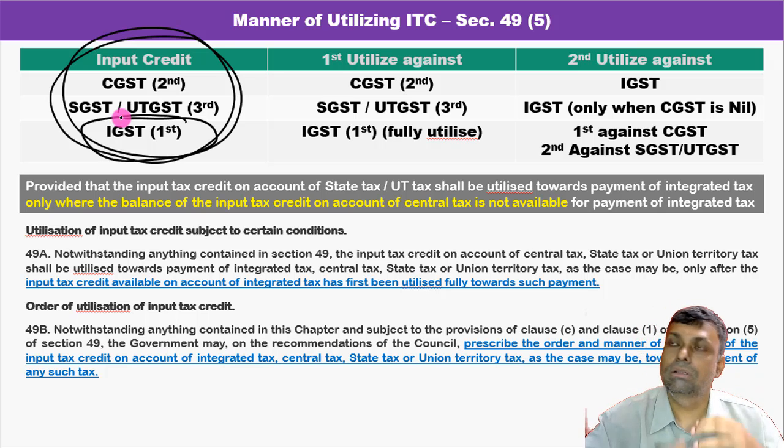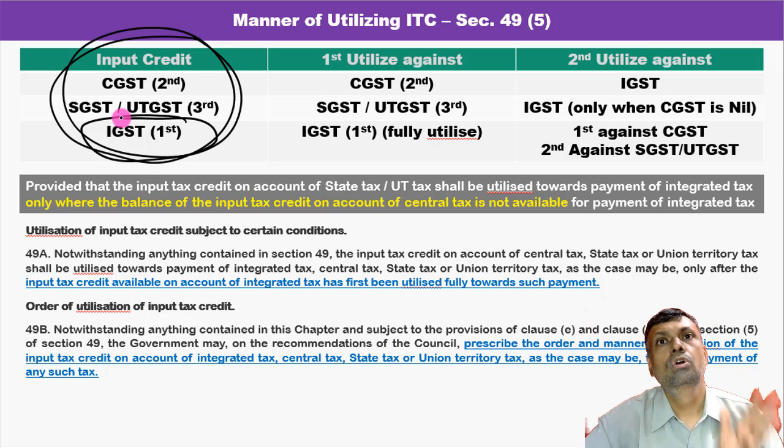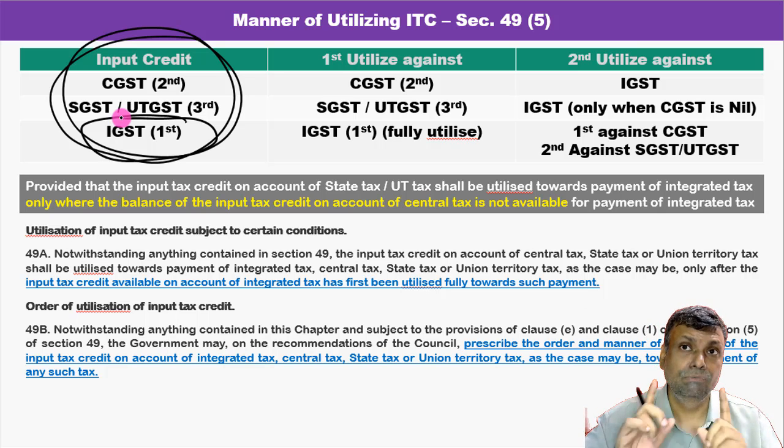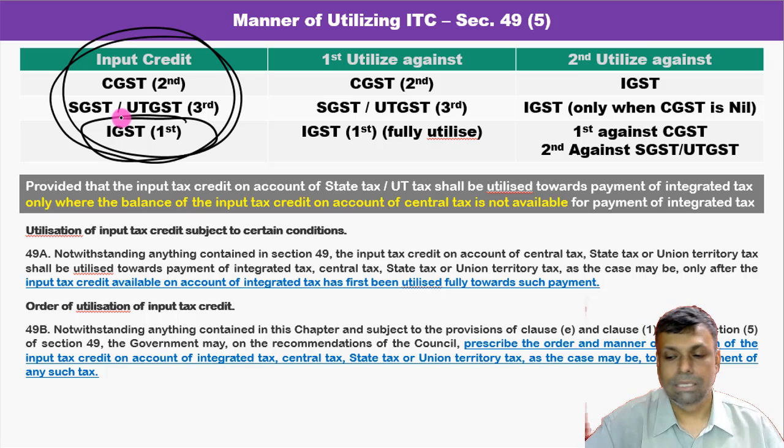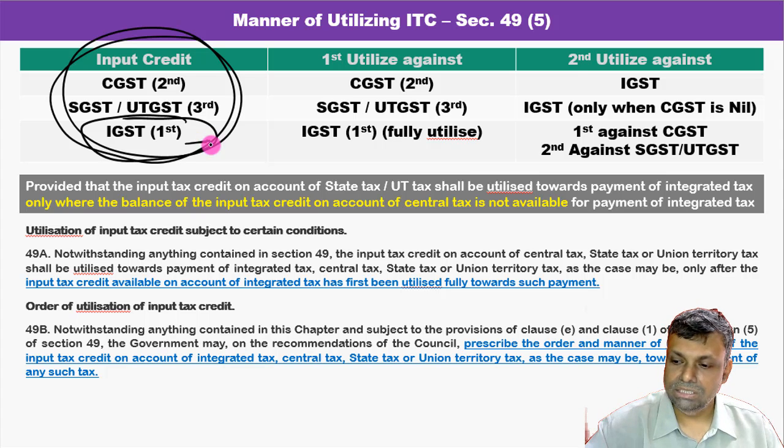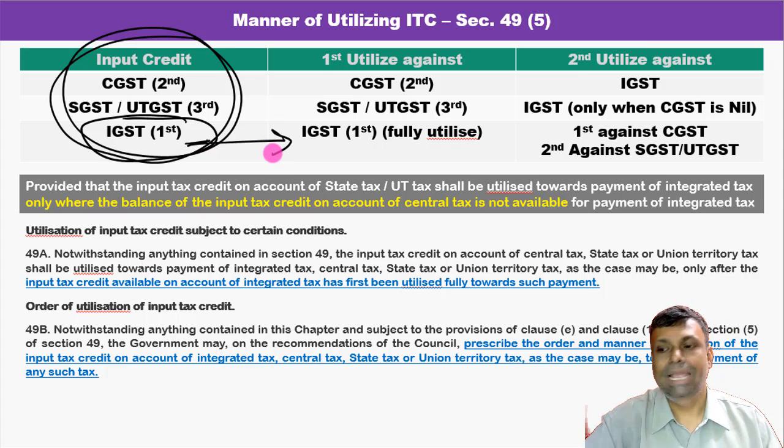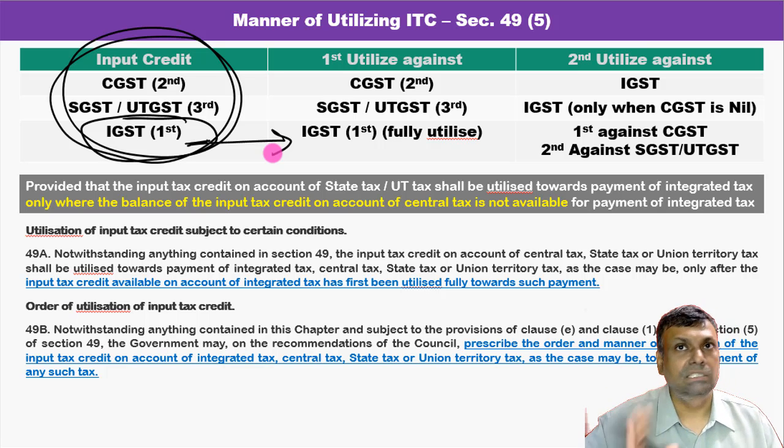So your flow for the manner of utilizing the input tax credit is, first you have to do only the IGST adjustment. Remember, this flow pattern should be understood and kept very clearly, because sometimes it can confuse you in the examination. So input tax credit of IGST, first you have to adjust fully against the IGST. I'm not going into the technical details of this provision, it is just trying to tell you that first you have to give preference to IGST adjustments only. So IGST against IGST.